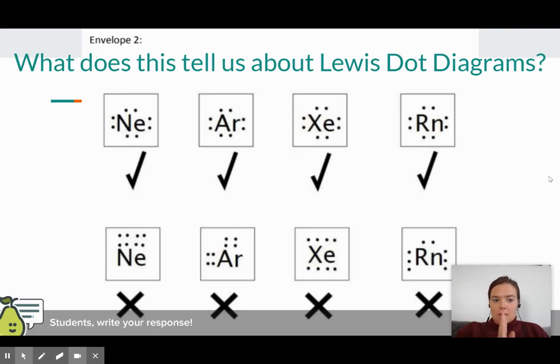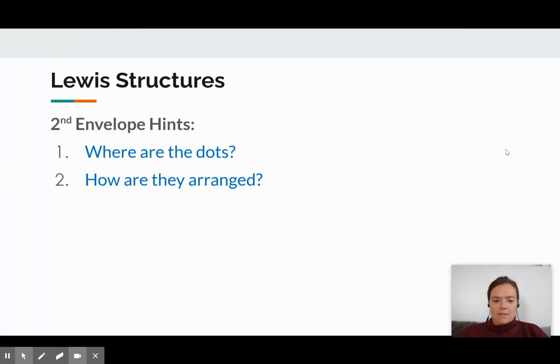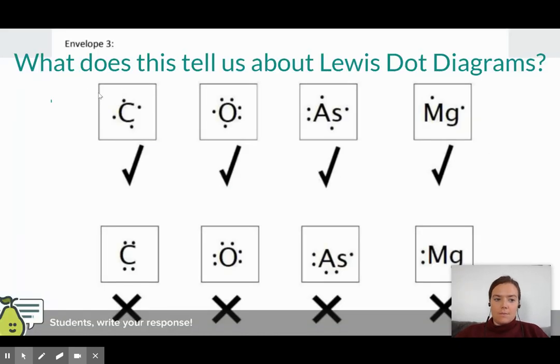Okay, next one. This is card number 2. Remember, these are correct Lewis dot diagrams. These are incorrect Lewis dot diagrams. So what conclusion or information do you think you can draw from this card number 2? Awesome. Thinking about how they're arranged. All right, so card number 3. What does this tell us about a Lewis diagram? Again, these 4 are correct. These 4 are incorrect.